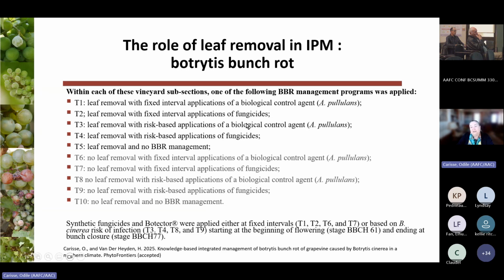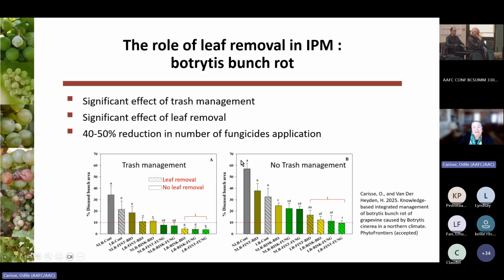The biocontrol agent we used in this experiment, the commercial name is Botecta. It's a yeast called Aureobasidium pullulans. If you want more detail about that, it has been published in the journal Plant Disease.